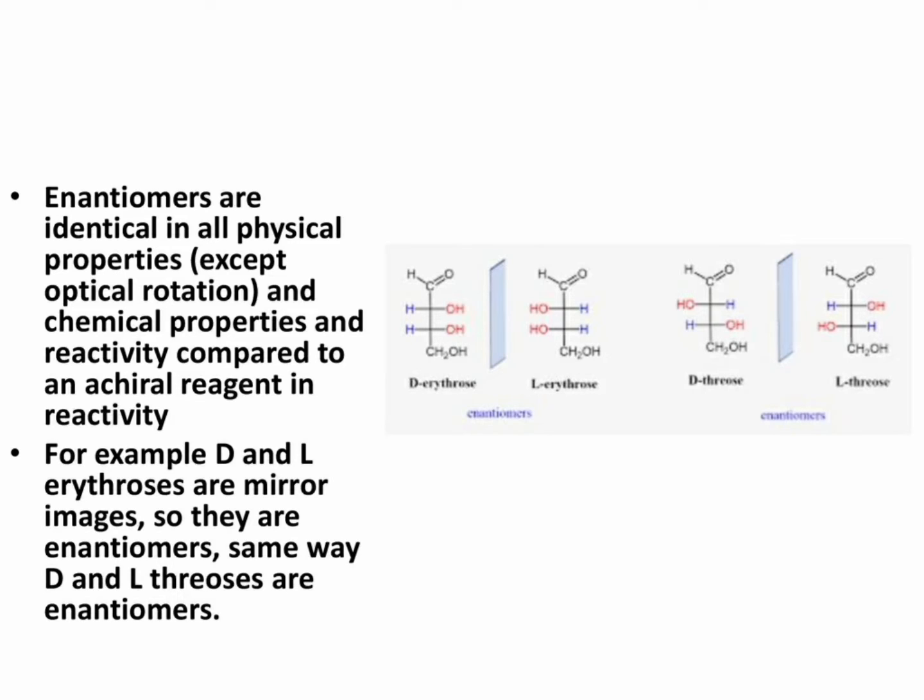For example, D and L erythrose. D and L erythrose, they are mirror images. So they are called enantiomers. Similarly, D and L threose, they are mirror images. So they are called enantiomers.